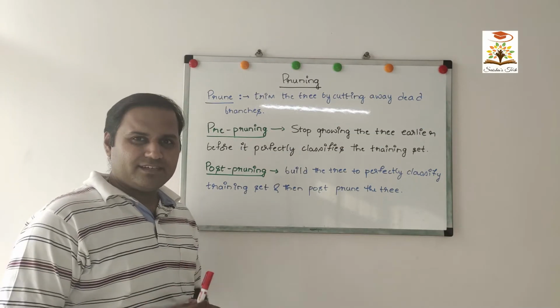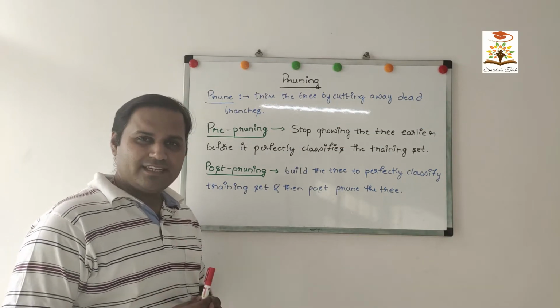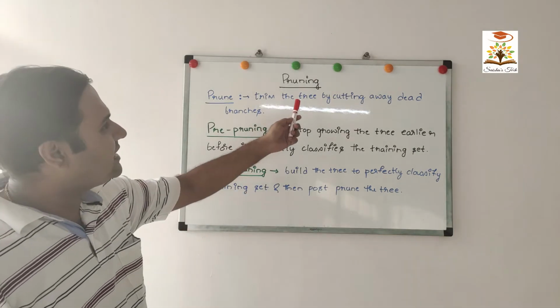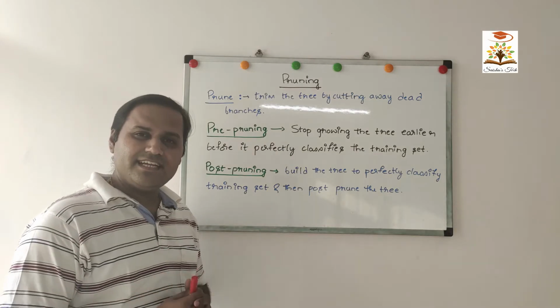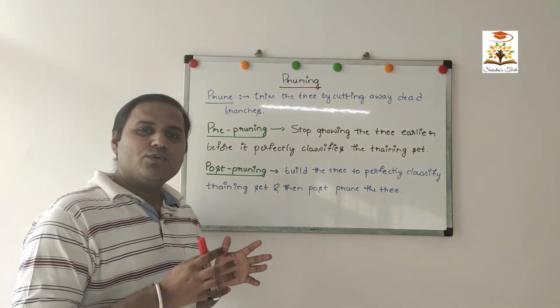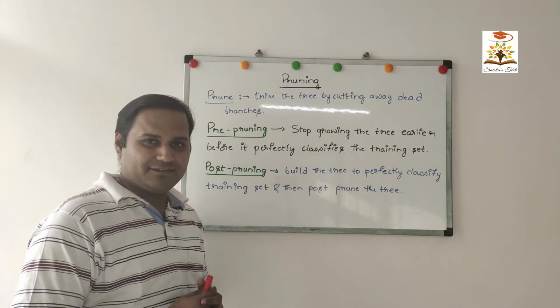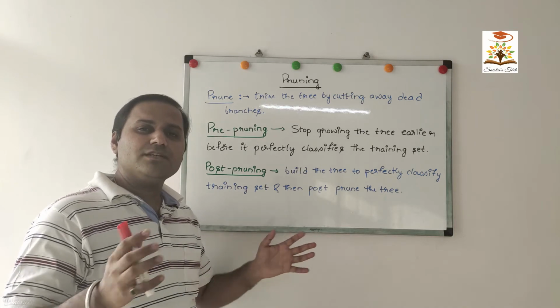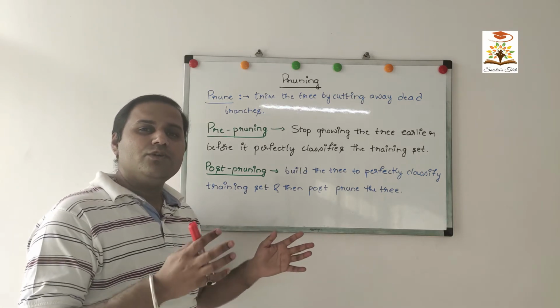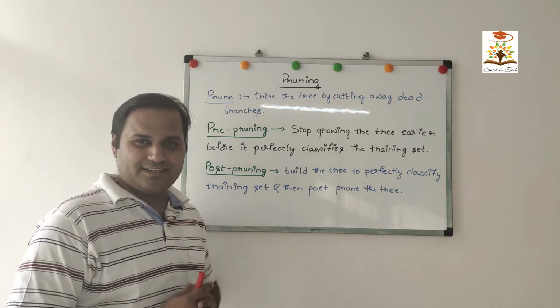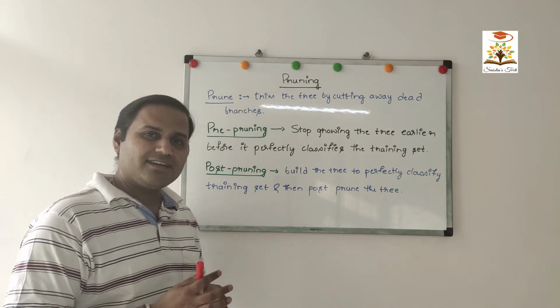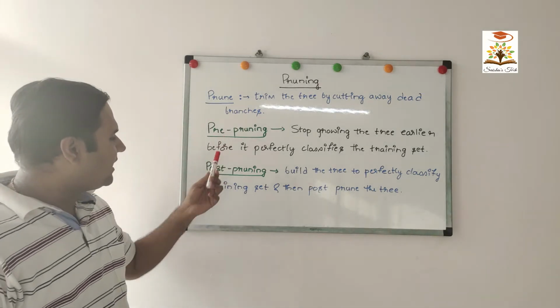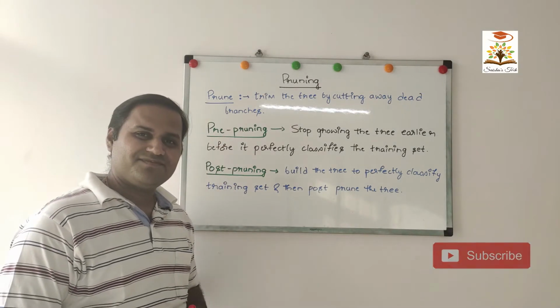Pruning in layman terms can be understood as trimming of the tree by cutting away the dead branches. In machine learning, we utilize it to overcome the problem of overfitting. There are numerous types of pruning technique. The most common and widely used are the pre-pruning technique and the post-pruning technique.